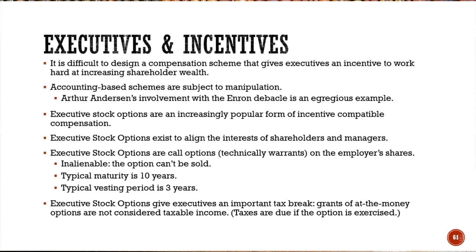Executives and their incentives. It's very difficult to design a compensation package that gives executives both the incentive to work hard and increase shareholder value. Indirectly, we're asking executives to risk the shareholder value on a daily basis, yet take a fiduciary responsibility for these shareholders. At the same time, we're asking them to take on as much risk as they can, but not so much that they go bankrupt. Some of the problems is that the incentives are so tied in that there's a conflict of interest where accounting-based schemes are subject to bad accounting practices. That's how Arthur Andersen got involved with Enron, and that whole thing just blew up.